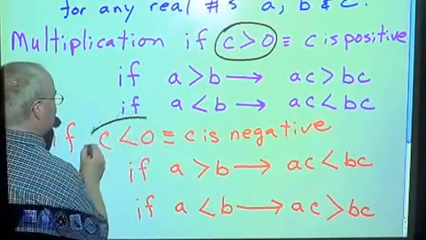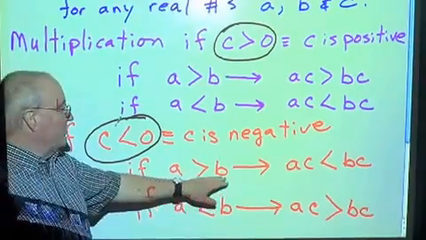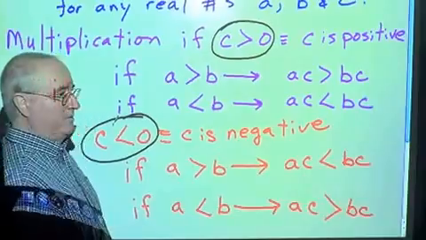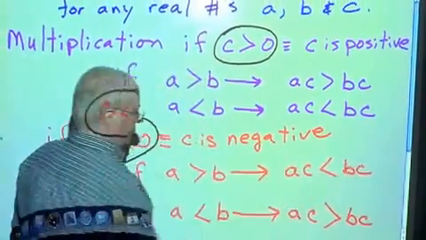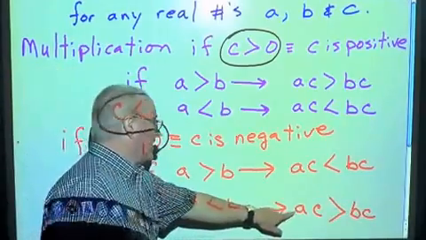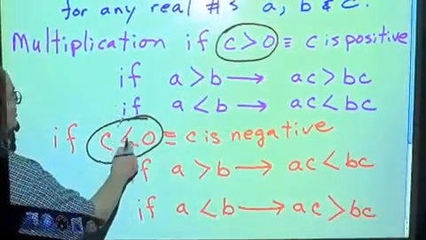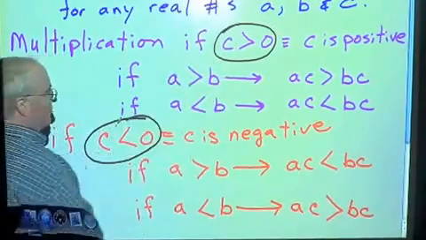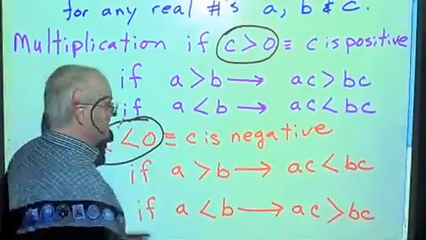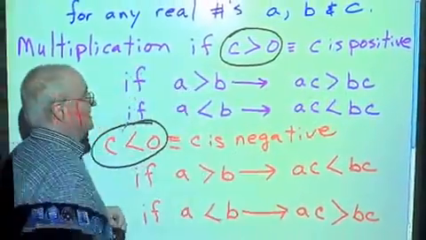However, if C is negative, less than 0, then if A is greater than B and we multiply both sides by C, this flips around. It changes direction. Okay? Same thing here. If A is less than B, then A times C is then greater than B times C. So it changes depending on what C is, what we're doing with it. If we're multiplying by a negative and we have inequalities, these signs are going to flip. If we're multiplying by a positive, they're going to remain the same.